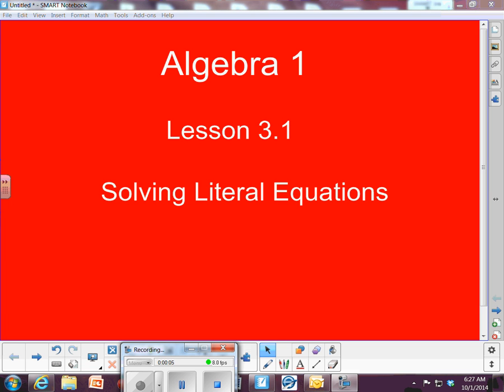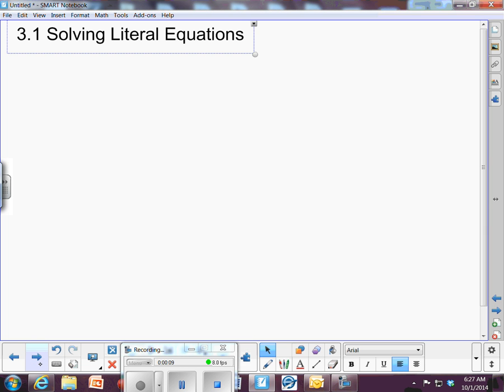All right, good evening. This is Algebra 1, Lesson 3.1, Solving Literal Equations. When you look at a literal equation, sometimes all of the variables can get a student concerned. Don't allow that to happen.